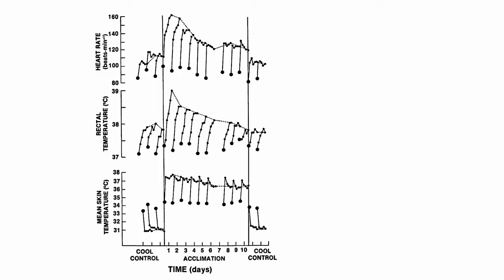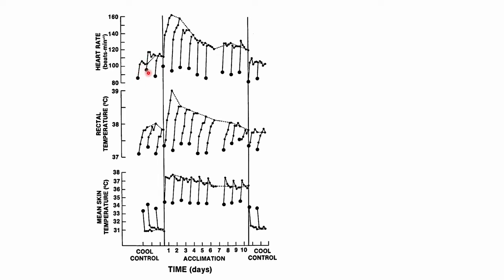So let me show you some data out of some of the classic first studies in the topic of heat acclimatization. Let me explain a little bit, because those diagrams at first look a little bit confusing. First of all, we have heart rate, rectal temperature, and mean skin temperature. On the x-axis, we have the control, the acclimatization period, and again control, cool control at the end. Each one of those lines shows the beginning to the end of a training session.